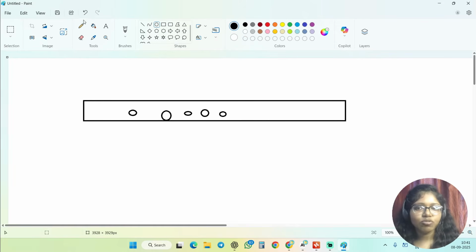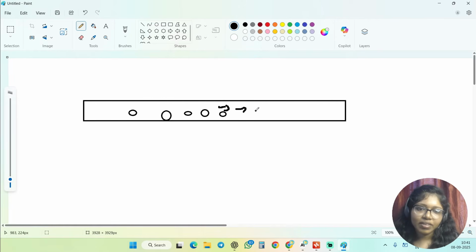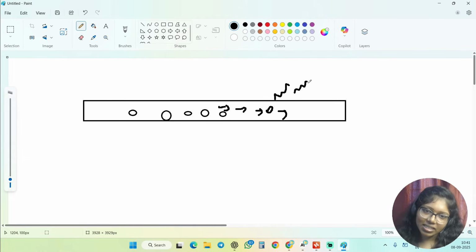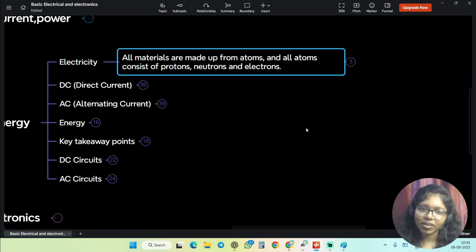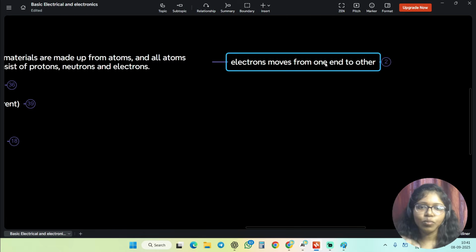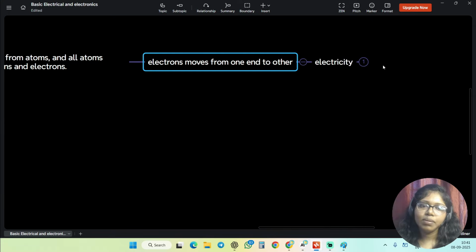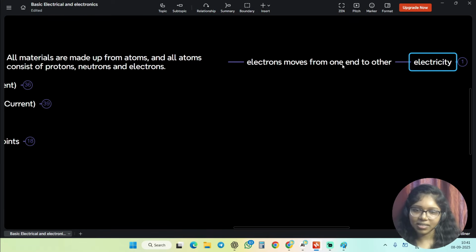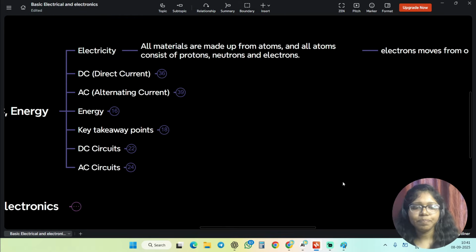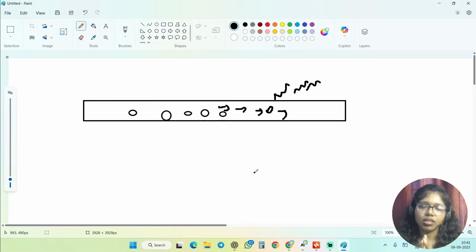Every atom contains protons, neutrons, and electrons. Always, only the free electrons get started to flow. The free electrons will start to flow, and that will produce electricity. That is called current. So you can easily understand that electrons start to move from one place to another, and that starts creating electricity. This is the common electricity: the movement of charges creates electricity.